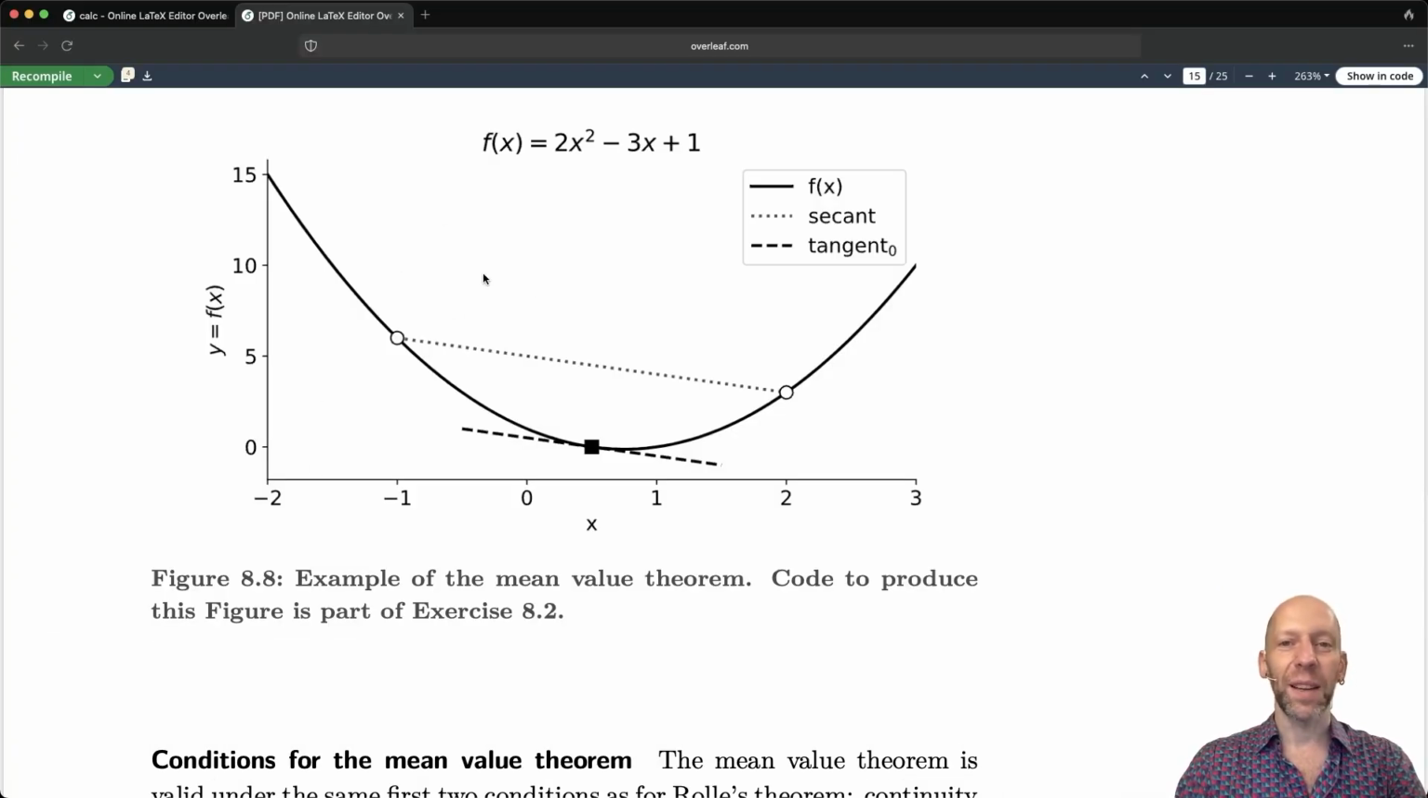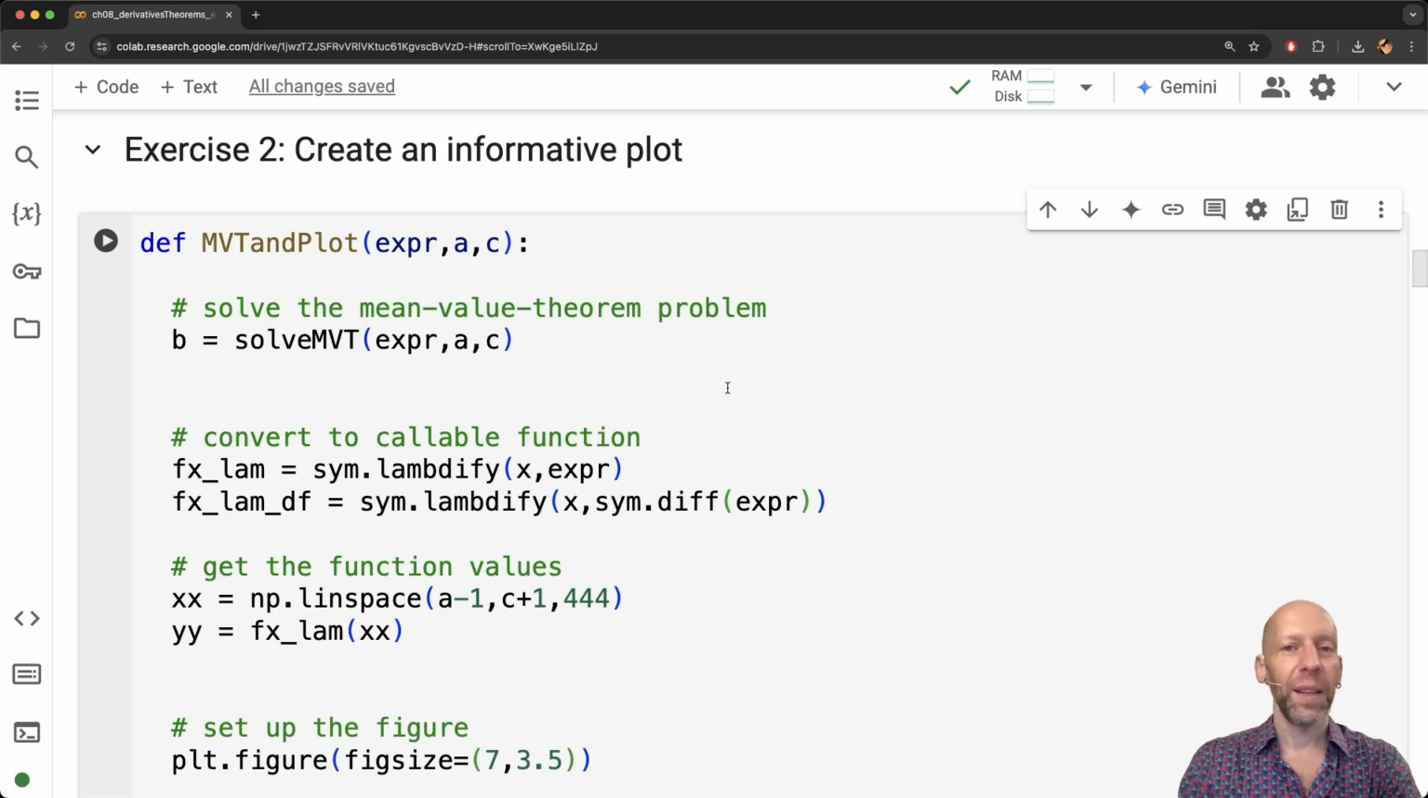This is figure 8.8, and this is the successful result of solving this exercise. You see the function being drawn here, and the black line here is the secant line connecting points, or interval bounds, A and C. Our Python function determined that this point here, when x equals 1/2, is the point where the derivative of the function, which is the slope of the tangent line going through this point, is the same as the slope of this secant line.